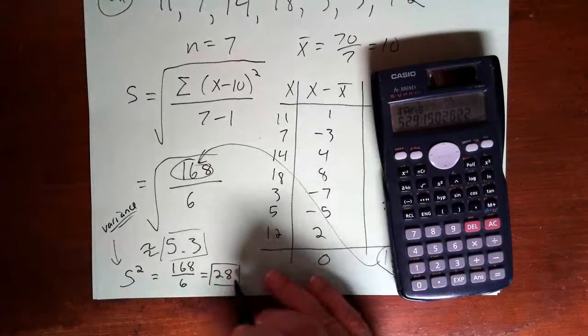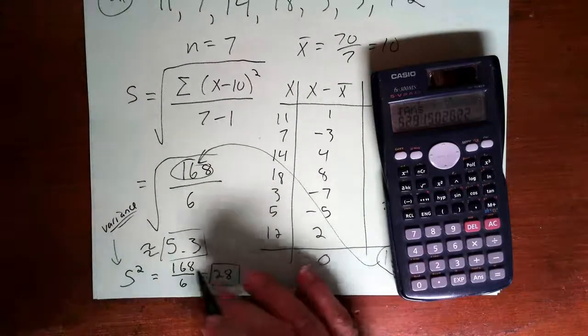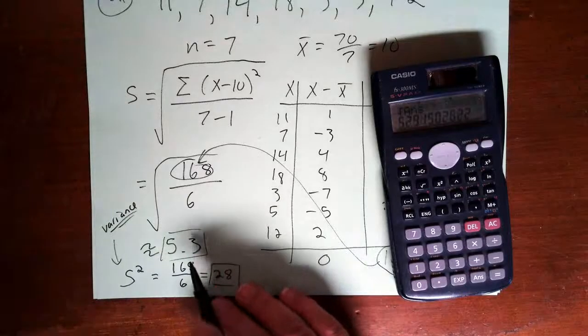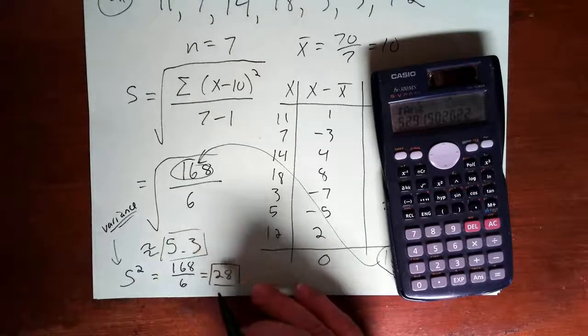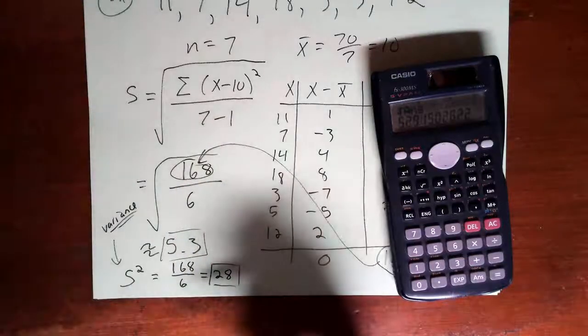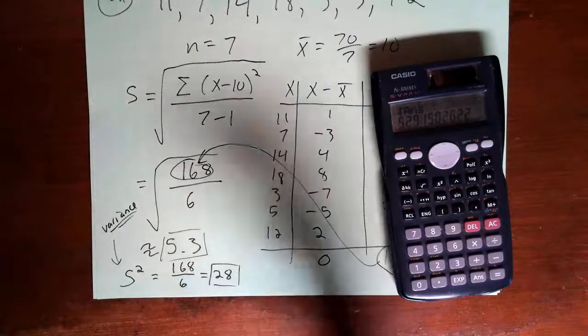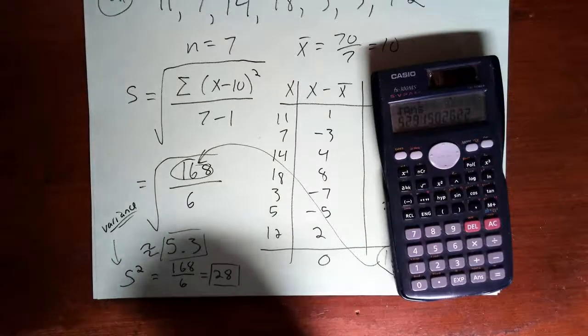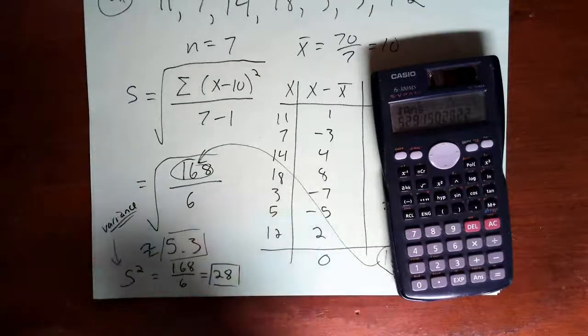So if you have the variance and you need the standard deviation, you just take the square root. And if you have the standard deviation and you need the variance, you just square the standard deviation and you get the variance. And that is all that you have to do to get the variance. That's all there is to it.